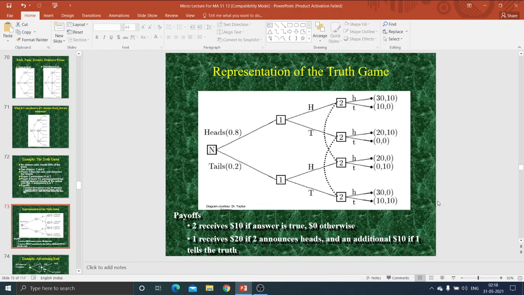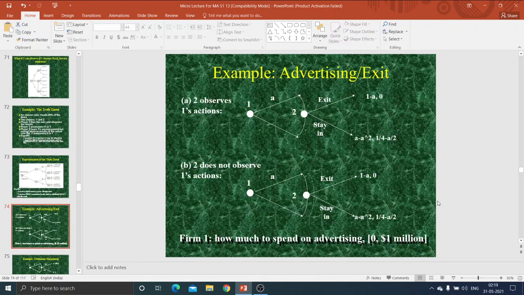So the payoff is to receive $10 if the answer is true and 0 otherwise, and one receives 20 if two answers are said, and an additional 10 if one tells the truth. So that is what is actually being depicted in this extensive form. Again, the advertising or exit game also has a similar situation, so one can refer to the textbook.